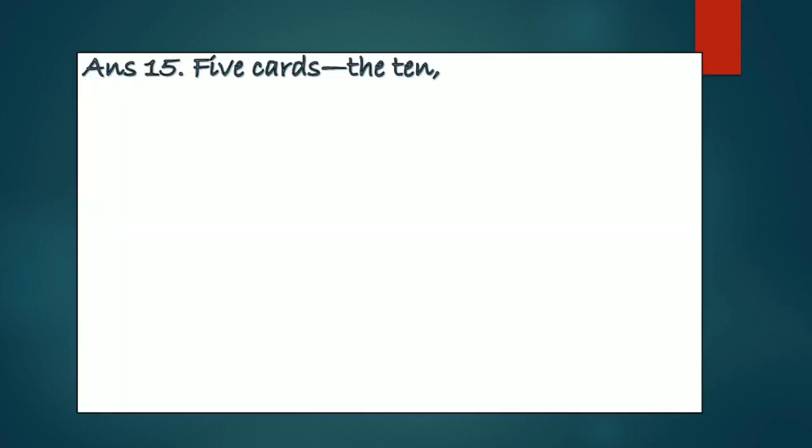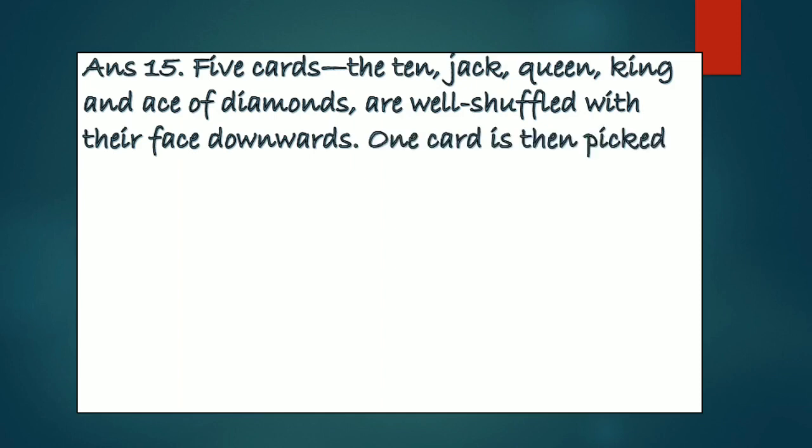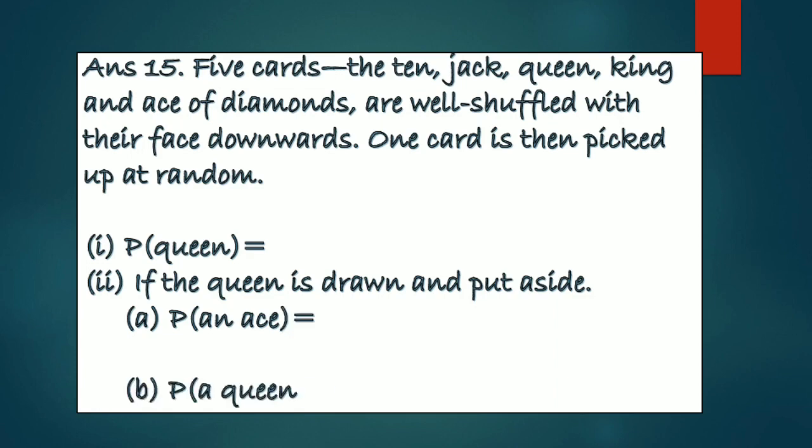So these are the 5 cards. So the total number of outcomes is 5 because 10, jack, queen, king and ace. When they are face downwards, by looking at the cards you cannot tell which card is which. Now one card is picked up. So we have to tell the probability of queen, and if the card is queen and we put it aside, then we have to tell the probability that the next card is an ace or a queen. Now let's do the first part first. We have 5 cards and there is only one queen. So the favorable outcome is 1 and the total number of outcomes is 5. So the probability is 1 by 5.